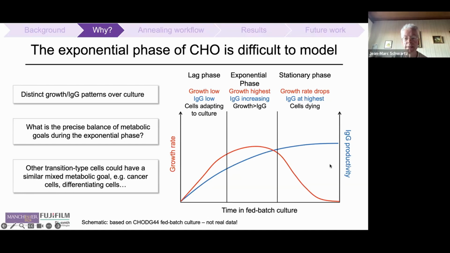And then finally, there is the stationary phase where cells start to die, and so the growth rate drops, but IgG production is very high. And essentially, again, in a biotechnology context, what we would like is to make this final phase as long as possible because we want to produce as much antibody as possible. And of course, other types of cells can have similar or different phases where the characteristics of growth and production change over time.